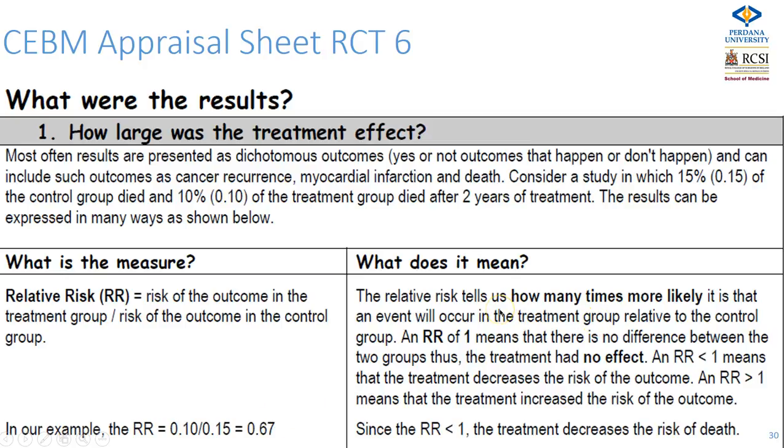What this tells us is how many times more likely it is that an event will occur in the treatment group relative to the control group. So if the RR was 1, then the likelihood of this event occurring is the same in both groups. If it's less than 1, it means that the treatment decreases the outcome. If it's more than 1, it means it increases the risk of the outcome. So in this case, we're looking at mortality, and since this was 0.67, that's less than 1, therefore this treatment reduced the risk of death in this case.